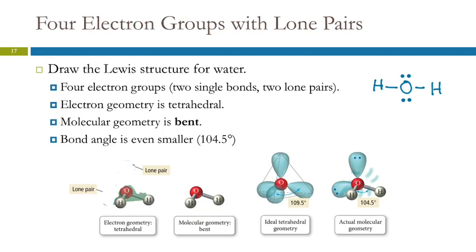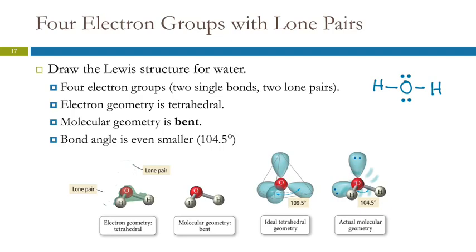This is what's left. That has the very fancy name, bent. It's a bent structure. You know, trigonal bipyramid is all fancy and bent. Sometimes it's called angular, but our book calls it bent, and I prefer that. So the molecular geometry is bent.